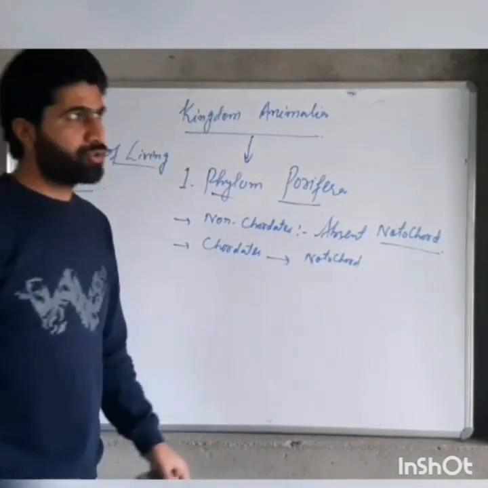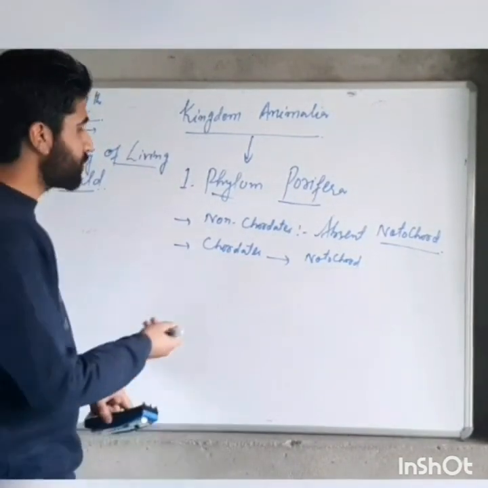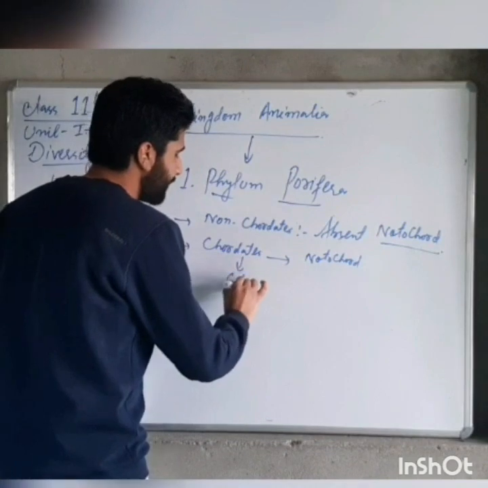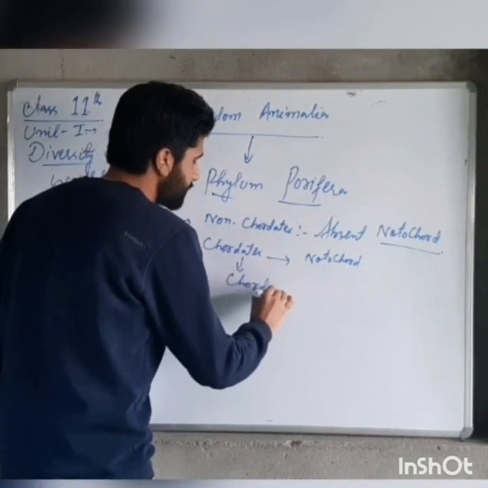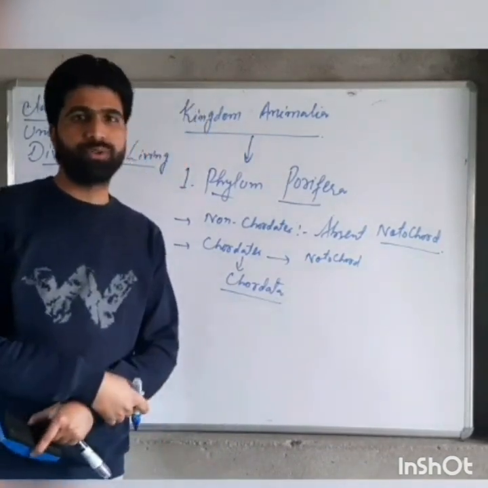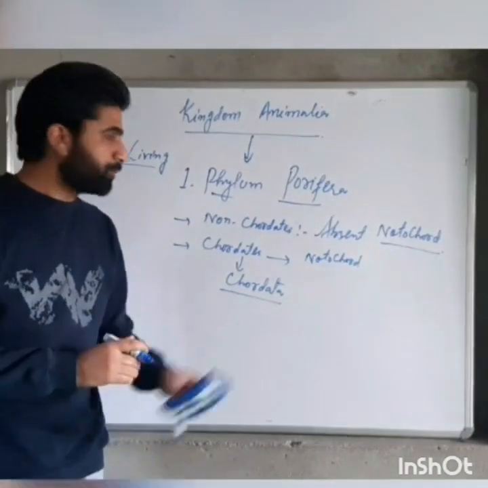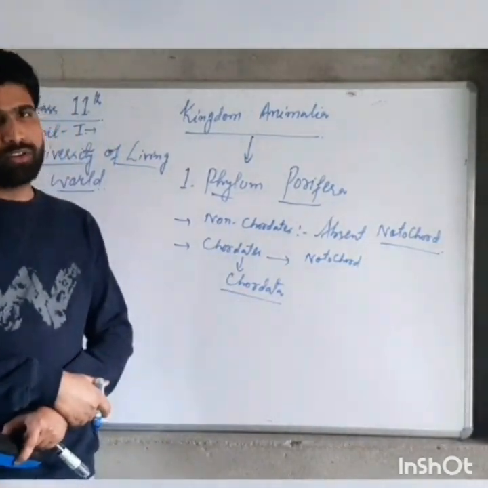Here the notochord is present. So in this case we can say notochord is present, and those which possess notochord are called chordata. So our last phylum that I mentioned actually has a notochord, so these are called chordata and chordates. So here we have two terms, chordates and non-chordates.